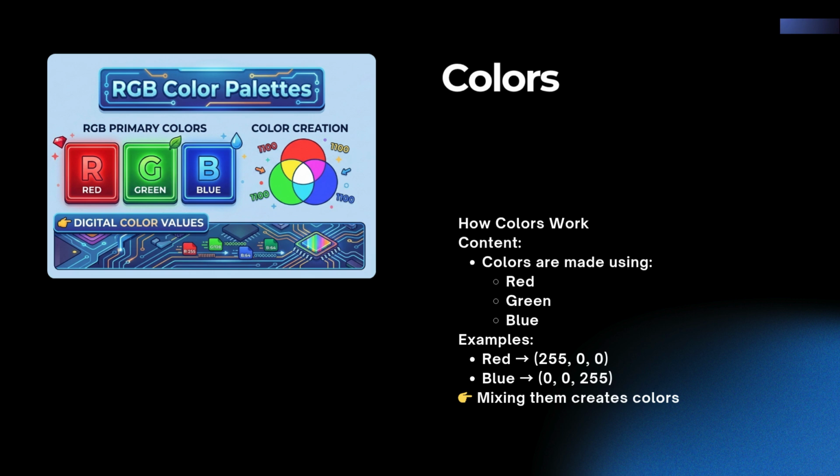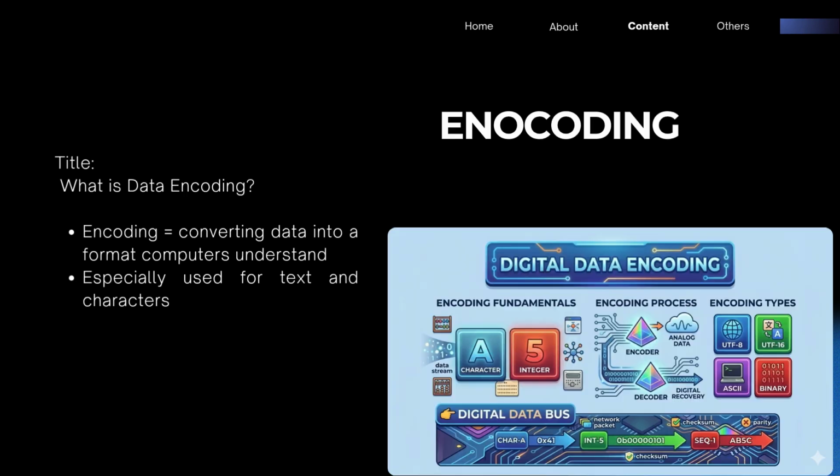For example, red is 255, 0, 0. Green is 0, 255, 0. Blue is 0, 0, 255. White is 255, 255, 255. By mixing different numbers, computers can create millions of colors.